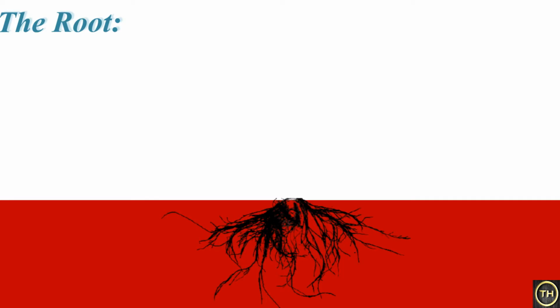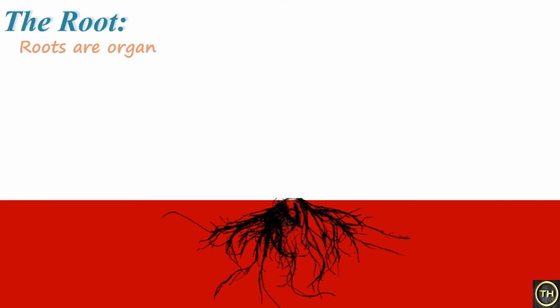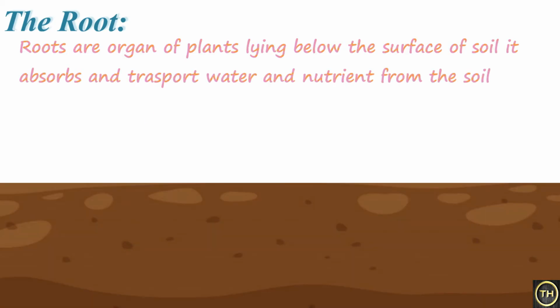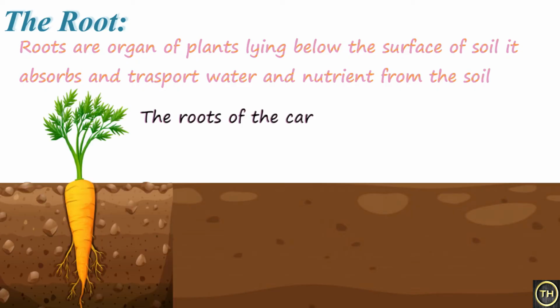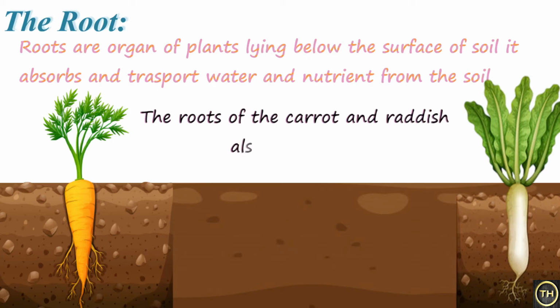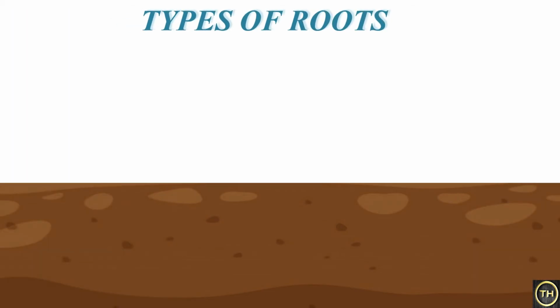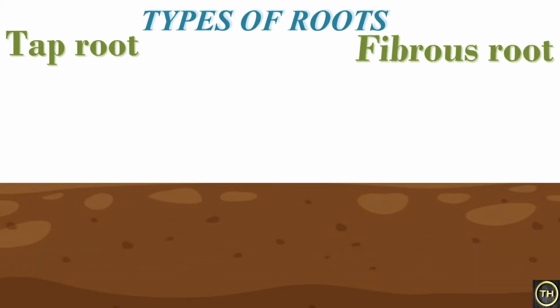First one, the root. Roots are organs of plants lying below the surface of soil. It absorbs and transports water and nutrients from the soil. The roots of the carrot and radish also store food. There are two types of roots: tap root, fibrous root.